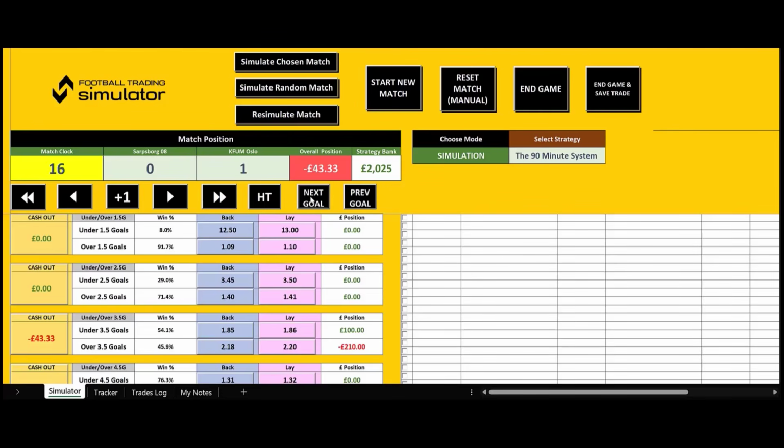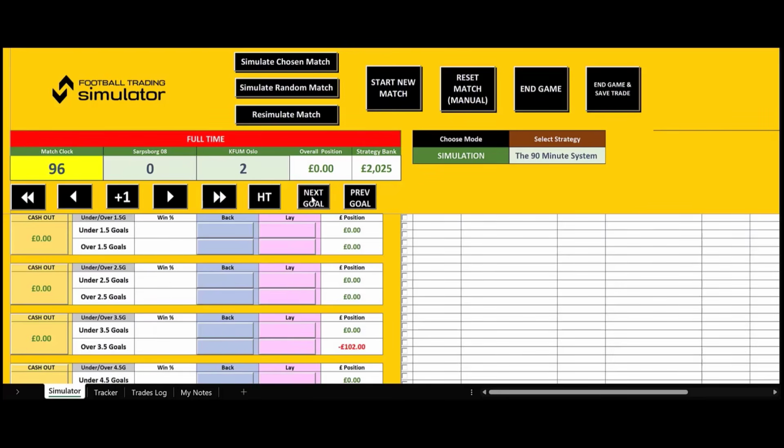Okay, not good. Not a good start at all, is it? 16 minutes in, and we've got a goal against us. We don't want to see these early goals. Let's see what the second goal does. And that's not good. Okay, so we are now in a position where we're going to leave all of that loss on the over 3.5 goals. And now we're going to see what happens from here. Are we going to end up with a profit or a loss?